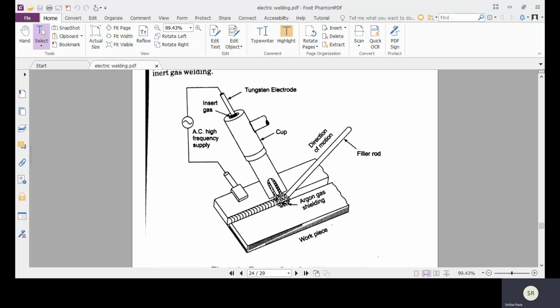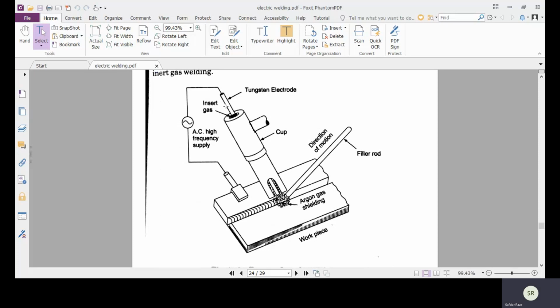So what is the purpose of the shielding? Its purpose is to avoid atmospheric contamination of the molten weld. If contamination occurs, then the weld will be weak. A filler rod may or may not be used, depending upon our requirement. It is an all-position welding technique. Here we can use AC as well as DC supply.